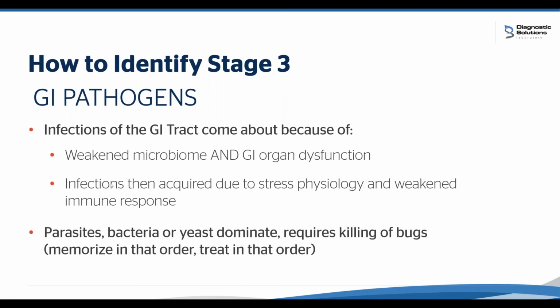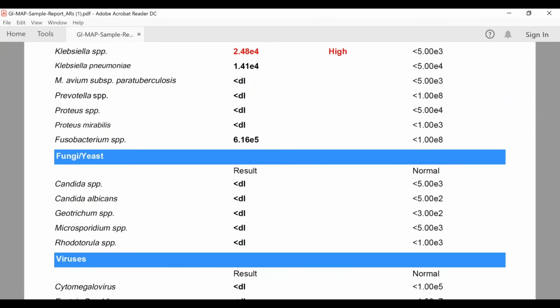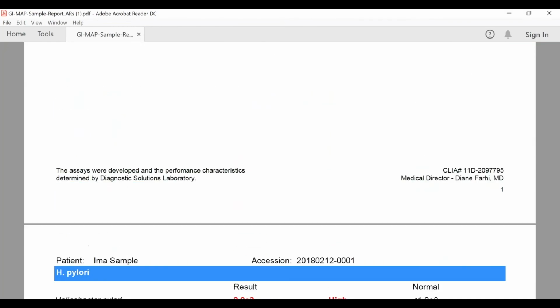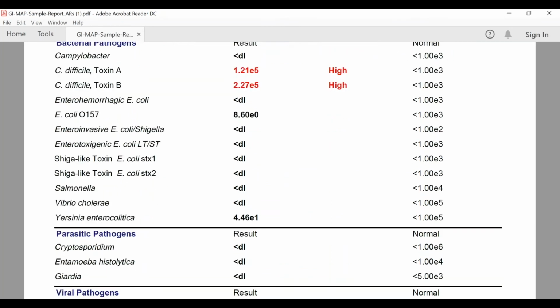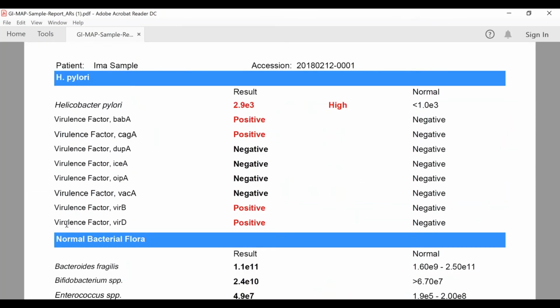So we do want to kill things, but we also want to make sure that we're dealing with the bigger picture here. And then these are probably the easiest to find in some ways, right? Because you just look for the bad red stuff here. It's a sample lab I have here. C. diff, toxin A and B. So we're going to eliminate that with a supplement program. H. pylori, positive for the virulence factors as well as for the organism itself. So again, we're going to want to eliminate that bug.